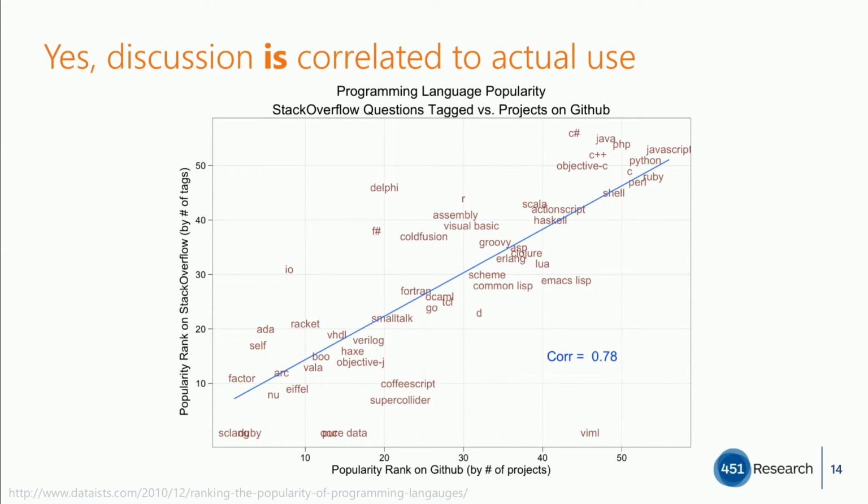But this thing, I think, is pretty powerful for showing you that when people talk about things, it means they really are using them. It doesn't just mean they're complaining more about them compared to something else. It ties into at least open source usage. Enterprise usage is a different story and one that's a lot harder to get a handle on.